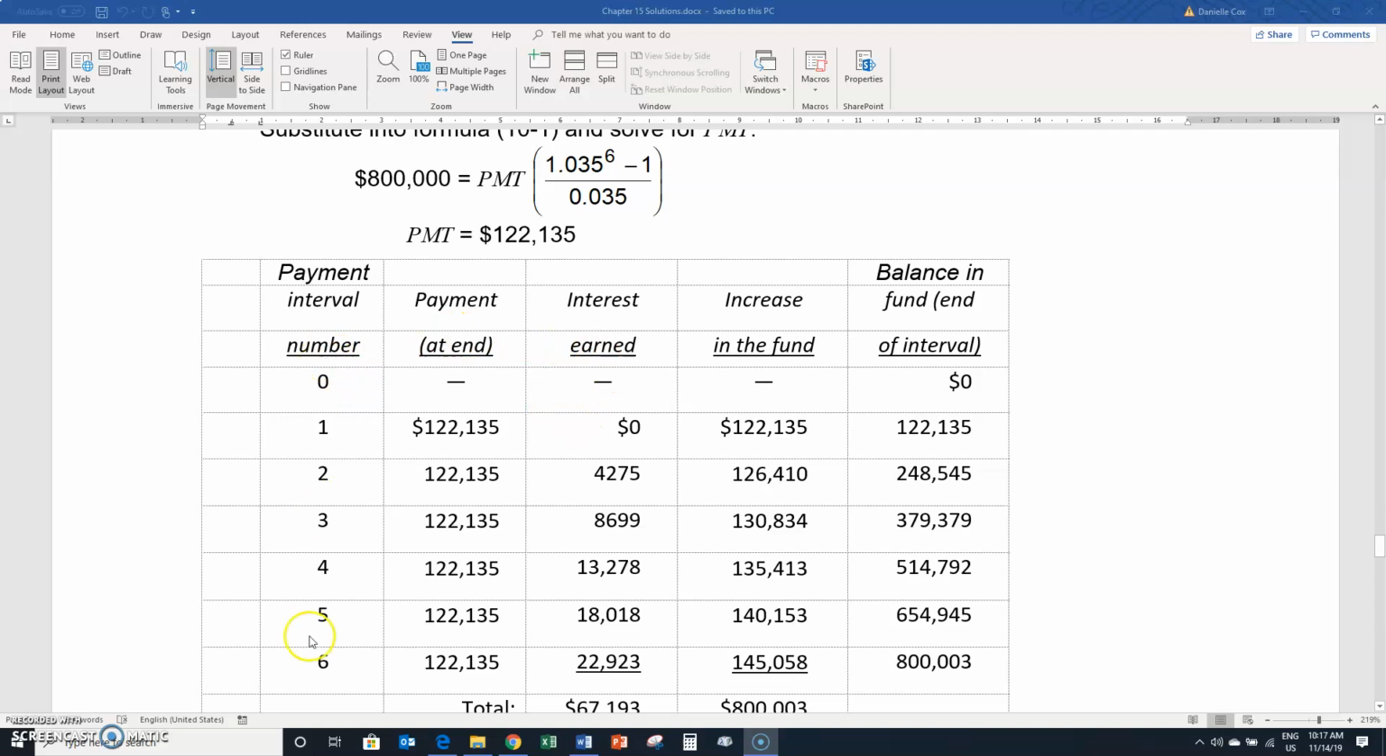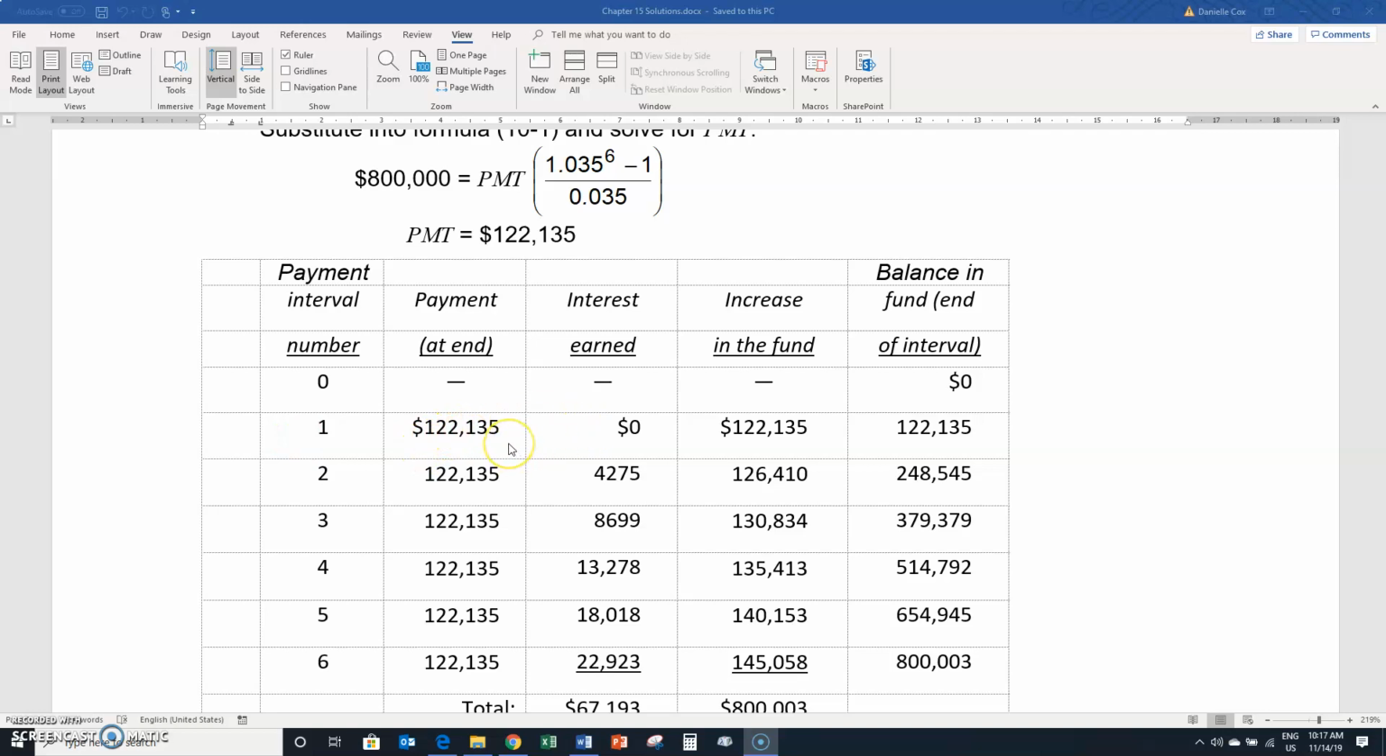So we know there's 6 payments. We know all the payments are 122,135. So then we have to do interest earned, increase in the fund, and then the balance. So you start off with 0. At the end of period 1, we make a payment.